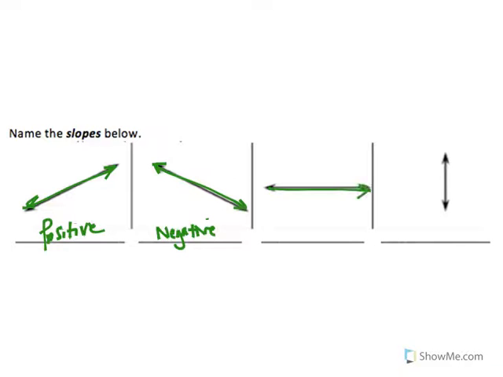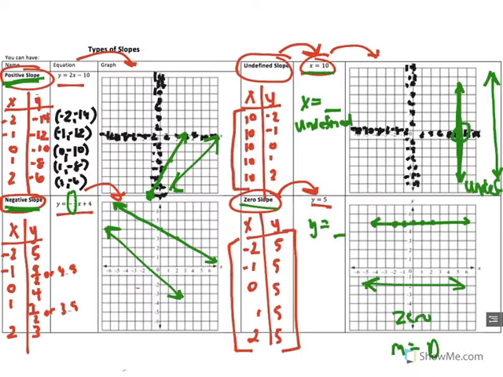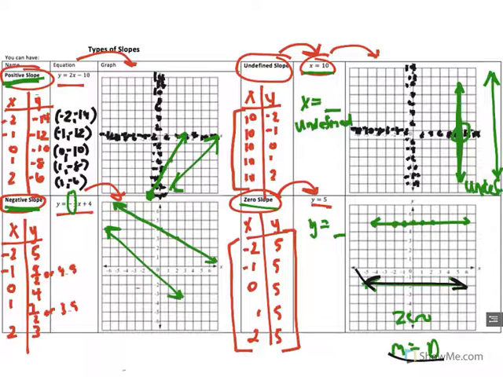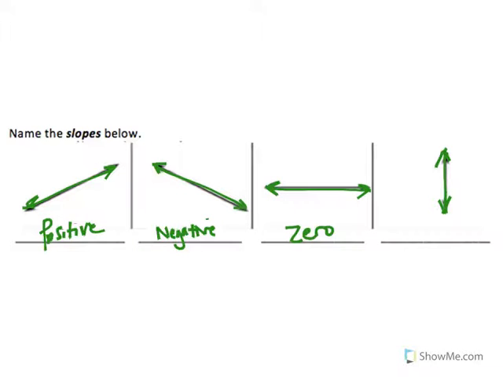Here, if we have a line that is flat, we look over here and we look for the flat line, which is this one here, and we call the slope 0. So on here, we would say this slope is 0. Next, we're looking for a line that goes straight up and down. We look on here, a line that goes straight up and down looks like this, and we call it undefined.